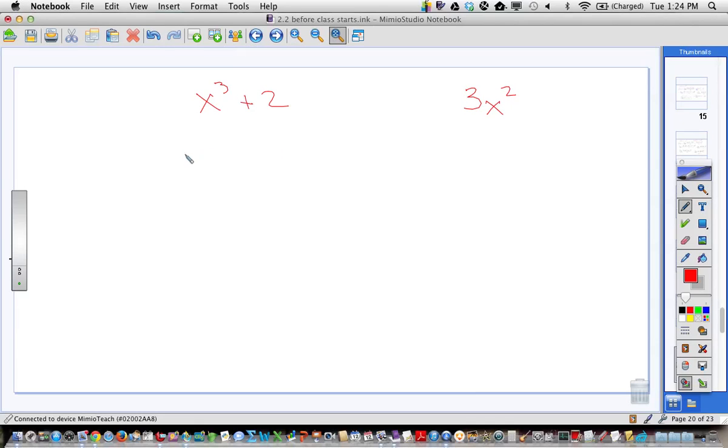3x squared. What's the derivative of x cubed minus 7? 3x squared. What's the derivative of x cubed plus 9? Remember how we said that when we were doing graphs, one f prime graph could have an infinite number of f graphs? They would just be vertical shifts of one another. That's because when we do the derivative of that constant, it just goes to 0. It just falls away. So different f graphs all have the same f prime graph.